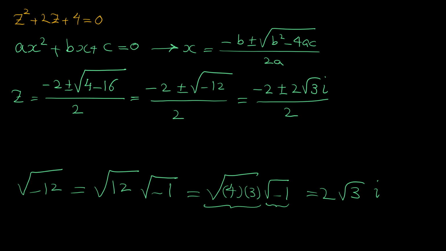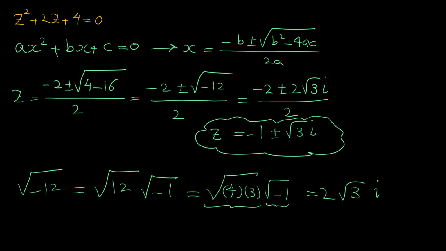If you pay attention, the terms in the numerator both have 2. So we can divide the terms in the numerator by 2, and then we have z equals negative 2 over 2, which is negative 1, plus minus 2 radical 3 i divided by 2, which would be radical 3 i. The 2 from the numerator with the 2 from the denominator cancels. So these two complex numbers are the solutions of this quadratic equation.